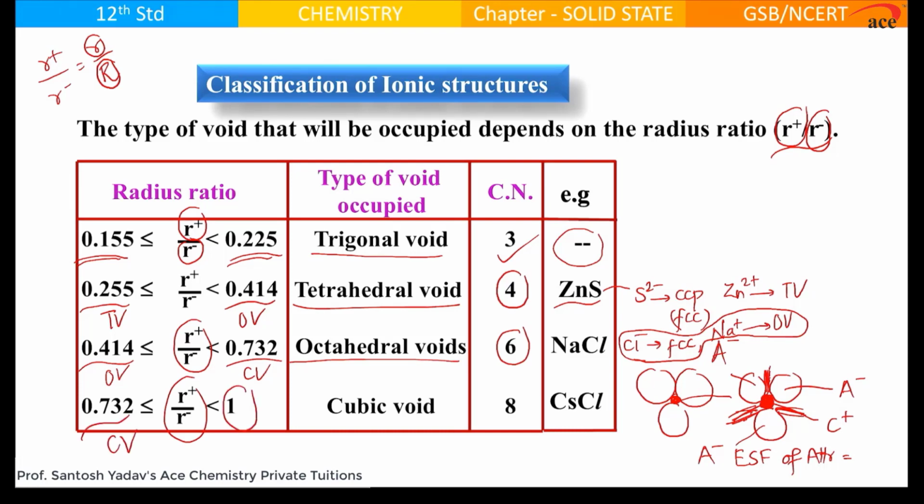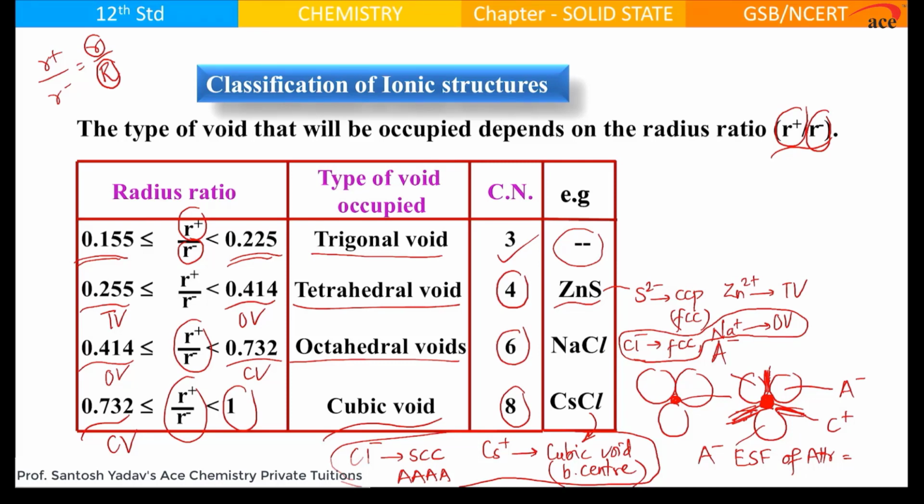Coming to the next one, if your radius ratio lies between cubic void and the size of the spheres around, then it goes into cubic void with coordination number of 8. Example is cesium chloride, where chloride makes up SCC, simple cubic packing, and cesium will occupy cubic void. Cubic void can be imagined like a body center. So imagine Cl minus making up 8 corners and cesium making up cubic void or body center.